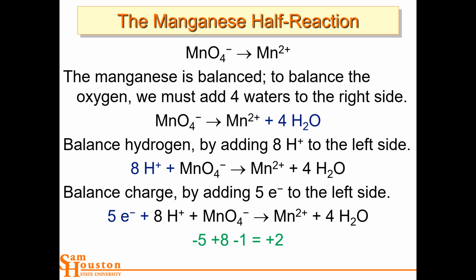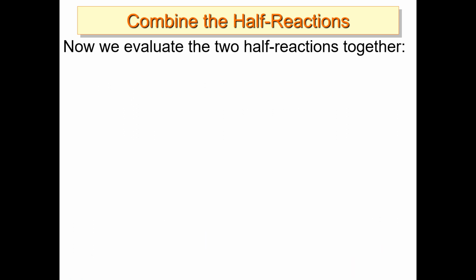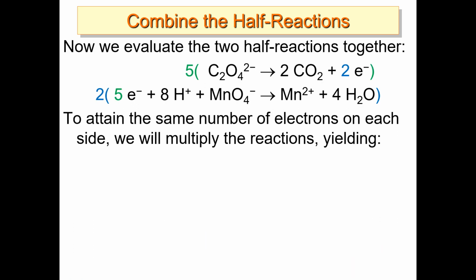So we check our work by looking at the charges. So we have a -5, +8, -1, and that's equal to a +2. So the charge is balanced. And then let's check the elements too. So we have 8 hydrogens, 1 manganese, and 4 oxygens on both sides. So that checks out. And we've got our balanced half reactions. But we haven't coupled these together. So the next step is we look at them, and we've got to get the number of electrons to be equal. So we had 2 electrons on the top reaction and 5 on the bottom. And then the nearest common multiple of that is going to be 10.